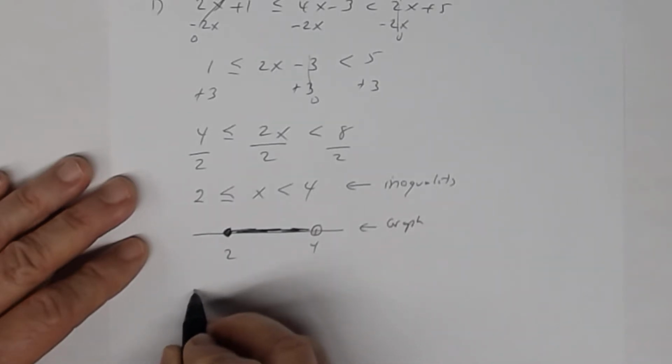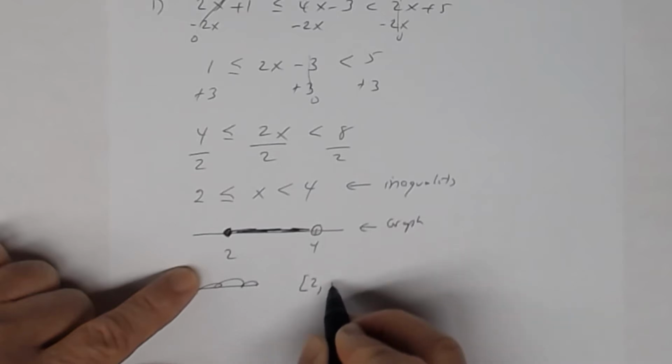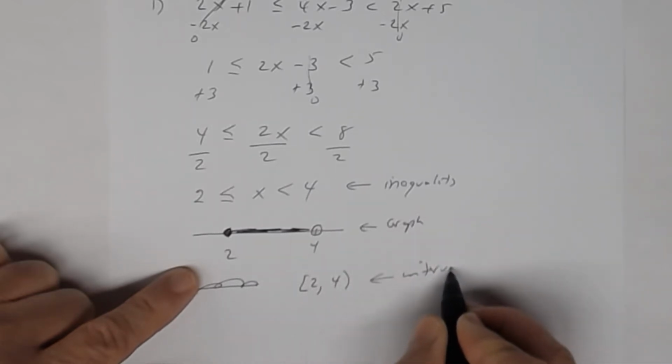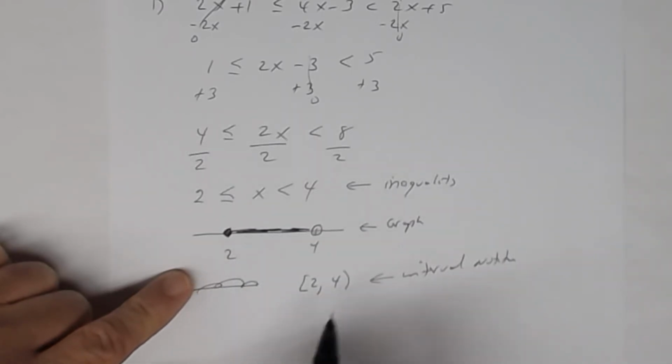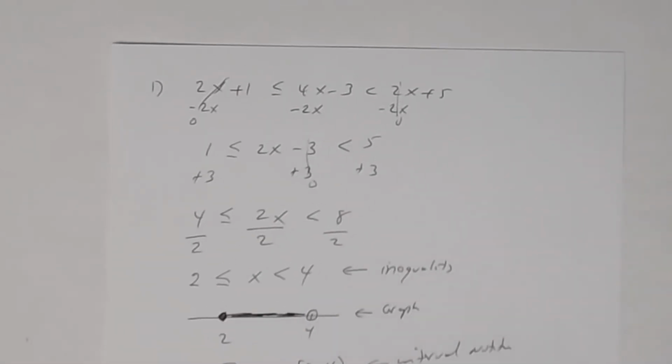And then interval notation: you say bracket 2, 4 parenthesis. So that's interval notation. Whenever you see a closed circle, that's a bracket; an open circle is a parenthesis. All right, so that's number 1.